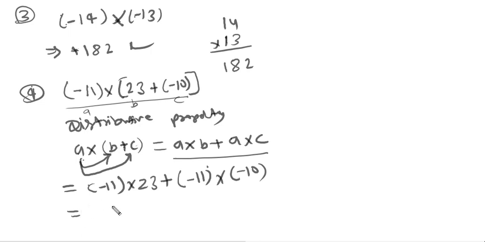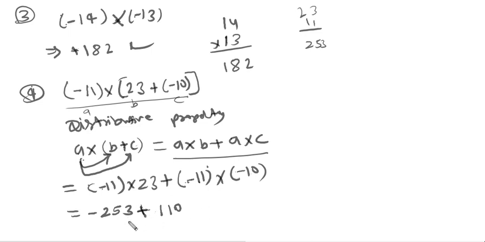Now multiply 11 into 23, it will come 253. Here which sign will come? Here it is a minus and there is a plus, so minus plus will be minus. Then 11 into 10 will be 110, but the sign minus minus will be plus, so the sign here comes plus.